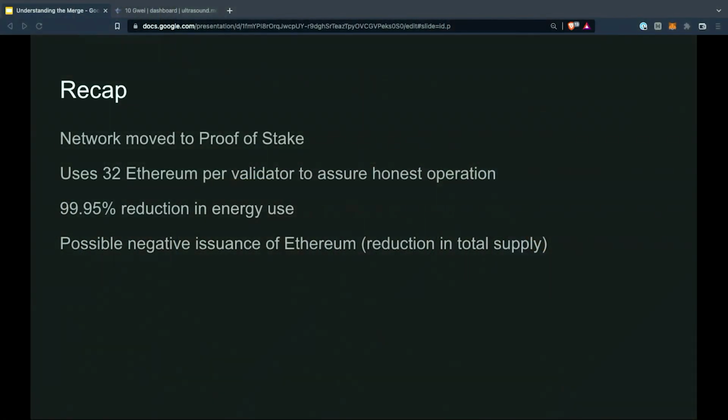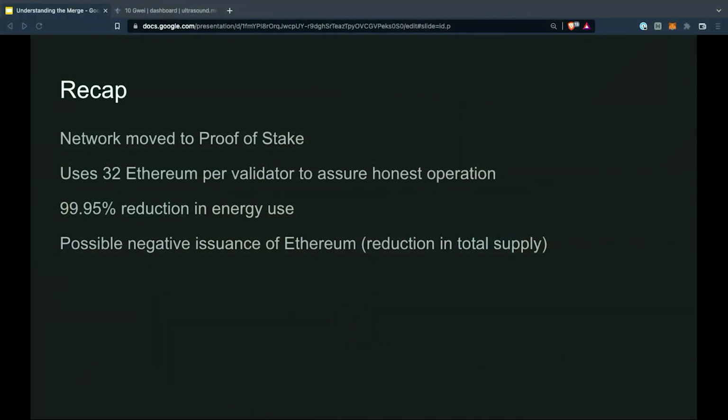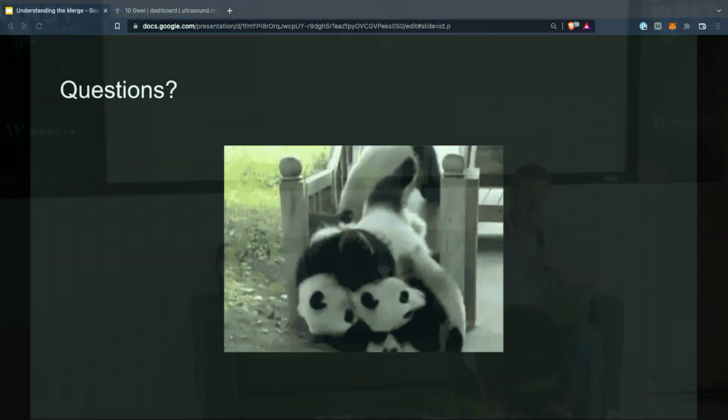99.95% reduction in the energy used, and I can't state that enough, that the proof of work system is, in general, wasteful. It's on purpose. It's part of its security model, but we don't all have to do that for every single blockchain. We can choose to use systems like proof of stake that use way less energy, right? And then possible negative issuance depending on the amount of transaction fees and whatnot. So yeah. Any questions?